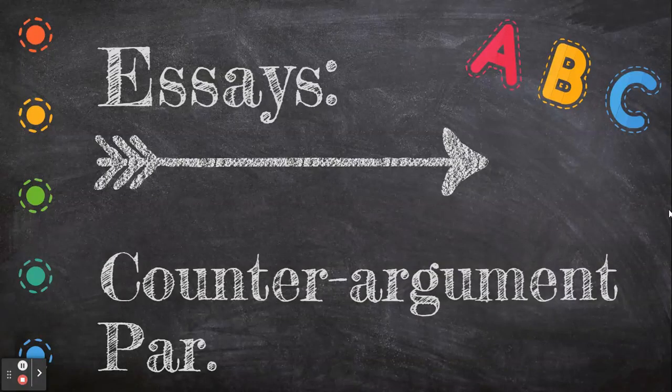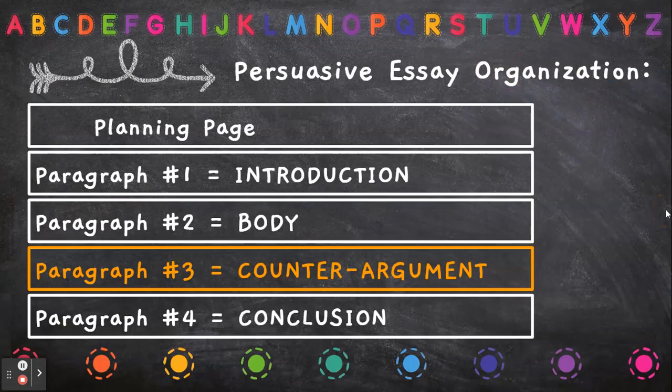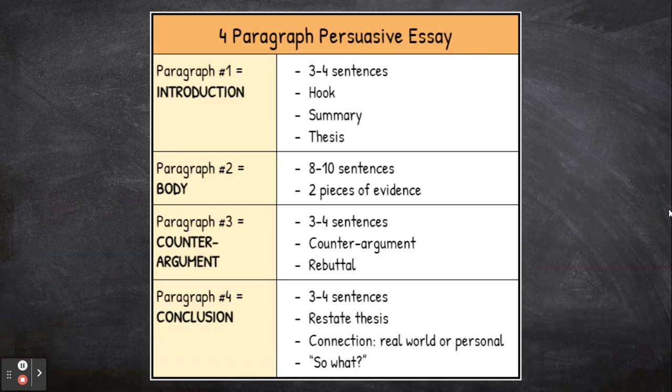Now we look at writing counter-argument paragraphs in persuasive essays. The counter-argument paragraph comes third, after the body paragraph but before the conclusion paragraph at the end. It's got about 3 to 4 sentences. We'll talk about the different parts that go into it.